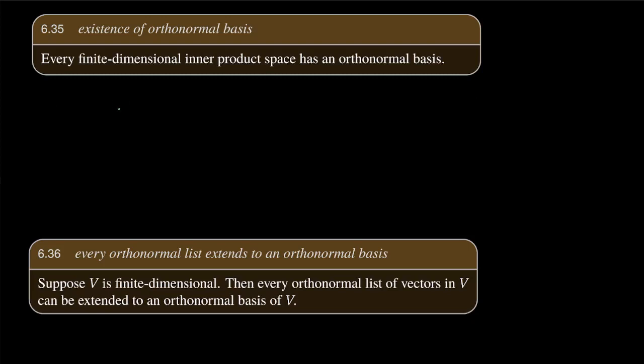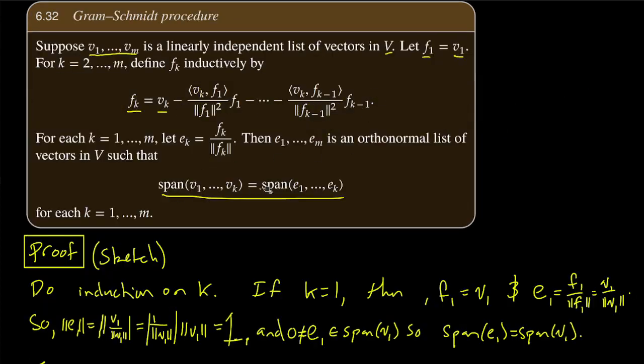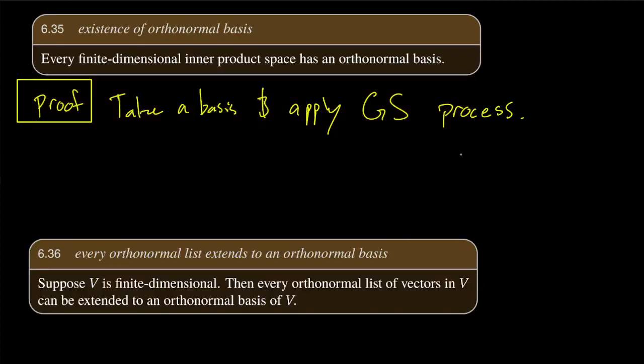Okay, first consequence. Every finite dimensional inner product space has an orthonormal basis. Proof. Super easy and fast. Take a basis and apply the Gram-Schmidt process. That's it. We know that you end up with something that spans the same space, and we know that every orthonormal list of vectors is linearly independent, and so bada boom, you got a linearly independent list of vectors that spans the space and is the length of a basis, so it's an orthonormal basis.